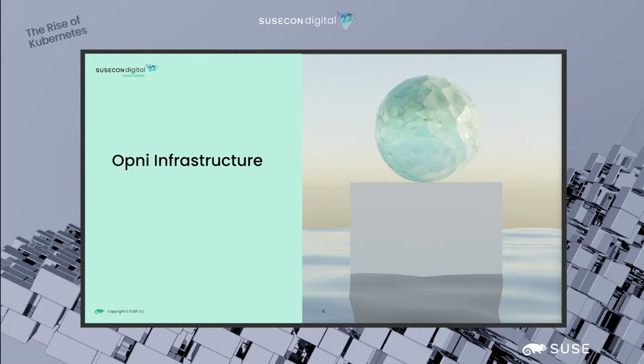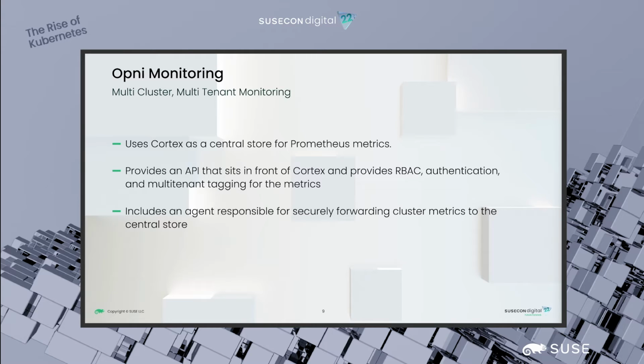Thanks, Sanjay. So the first pillar of Opni observability is Opni monitoring. Now, you can't talk about monitoring in a Kubernetes cluster without mentioning Prometheus. It's the de facto standard and it's basically ubiquitous. If you're running a Kubernetes cluster and you want to monitor metrics, you're probably going to be running Prometheus. However, Prometheus does have some drawbacks.